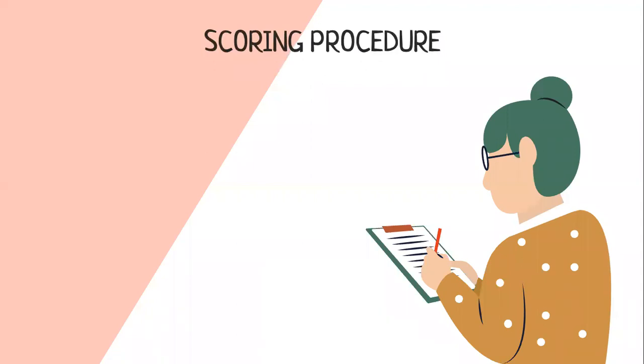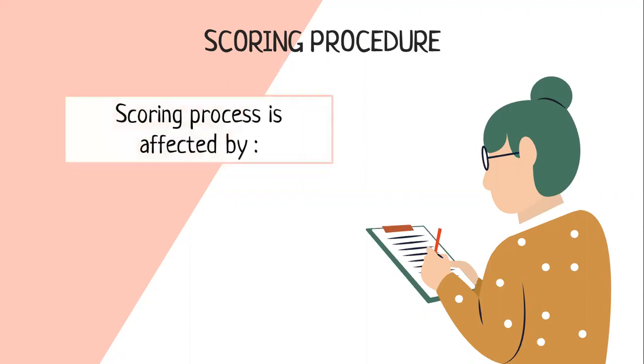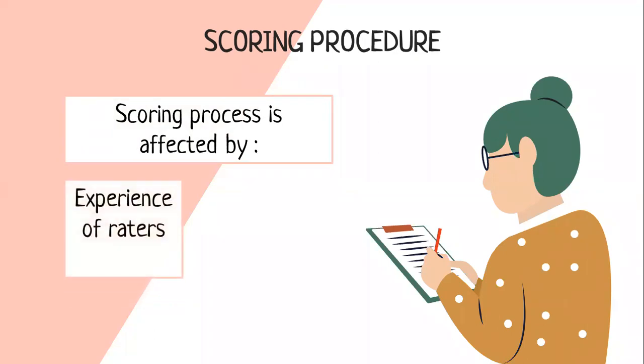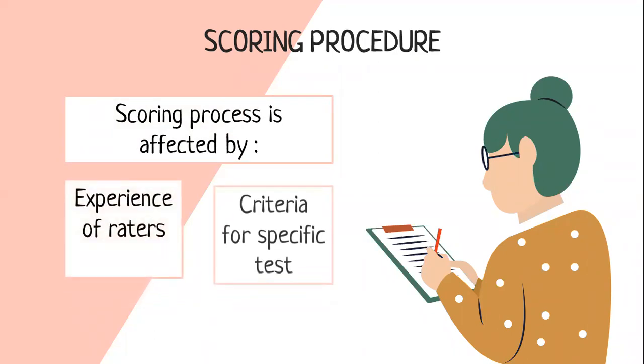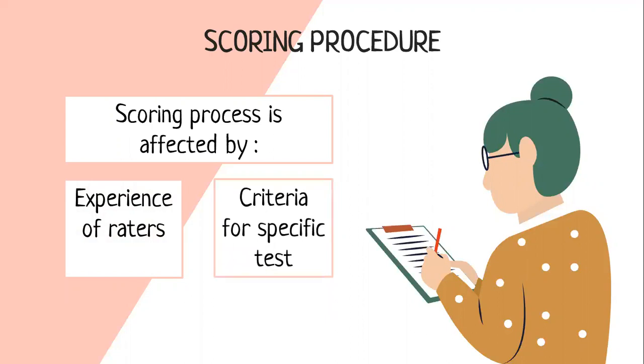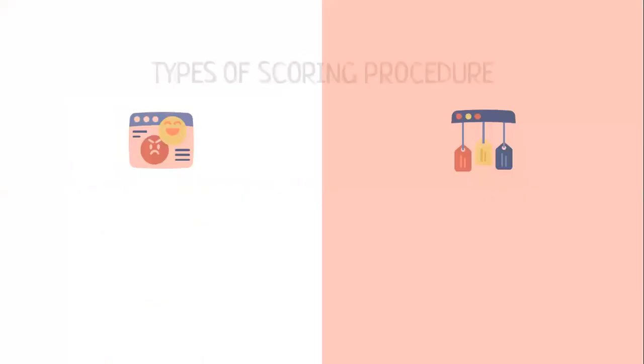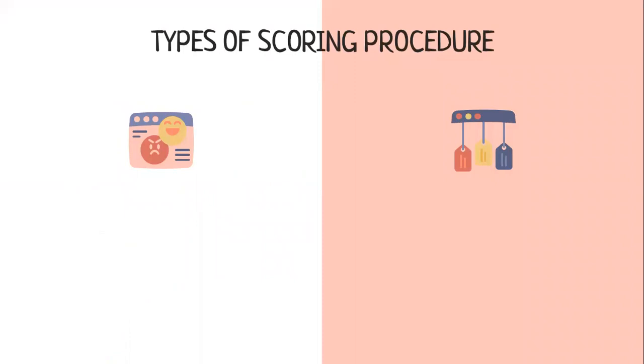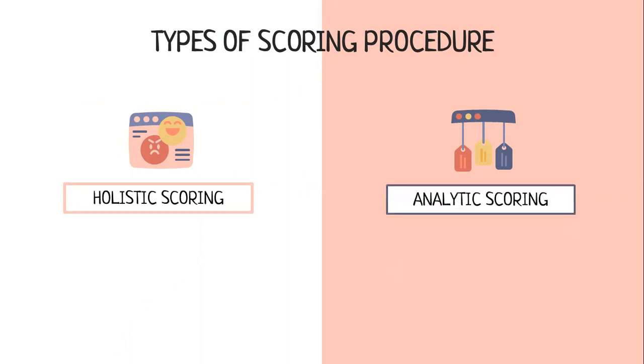So, the last component of writing assessment is scoring procedure. The scoring process is affected by experience of raters, criteria for specific tests, and there are two types of scoring procedure. They are holistic scoring and analytic scoring.